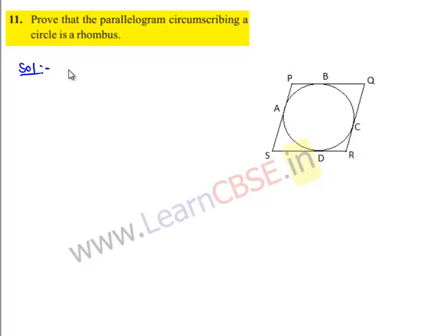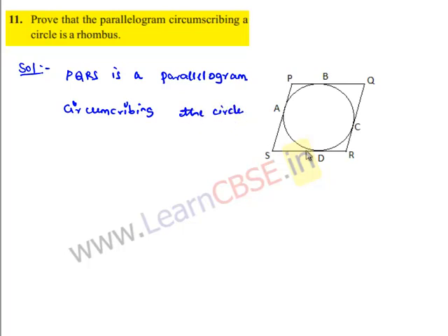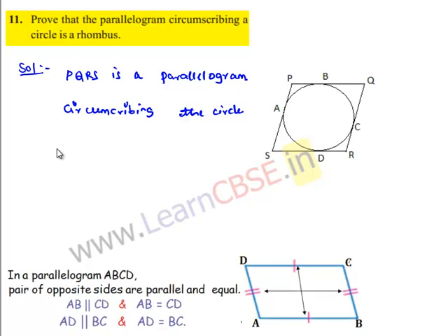Now let us note down the information that PQRS is a parallelogram circumscribing the circle, and the circle touches the parallelogram at the points A, B, C, D. Now let us note down the properties of a parallelogram: opposite sides are parallel and equal. Therefore we get PQ is equal to SR and PS is equal to QR.